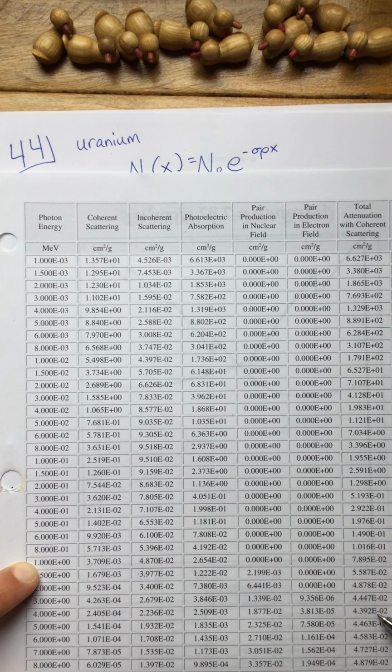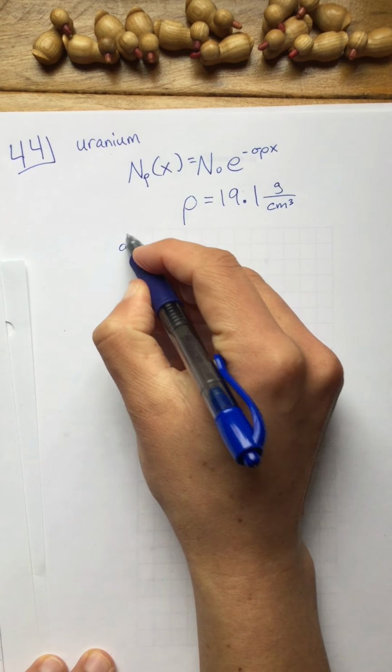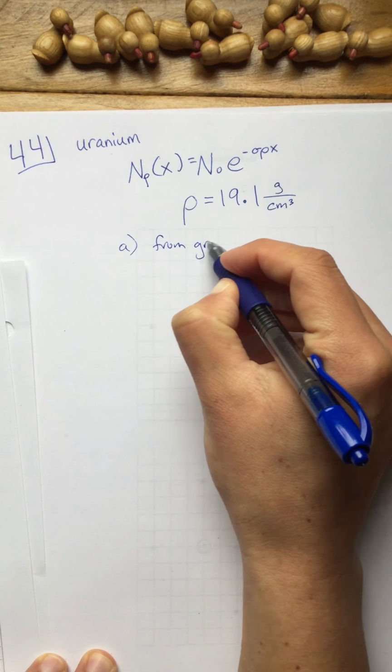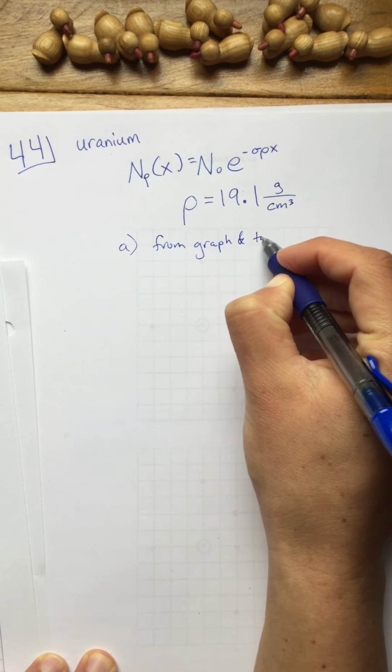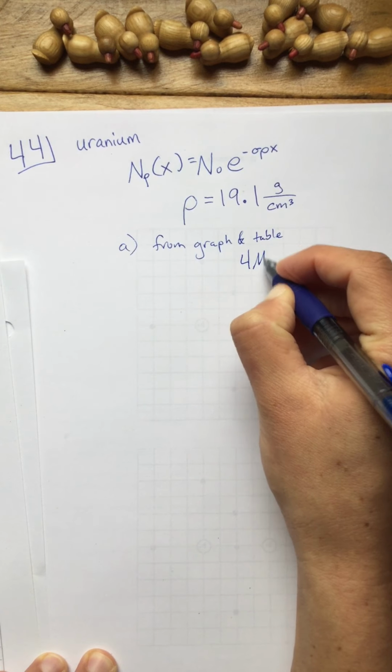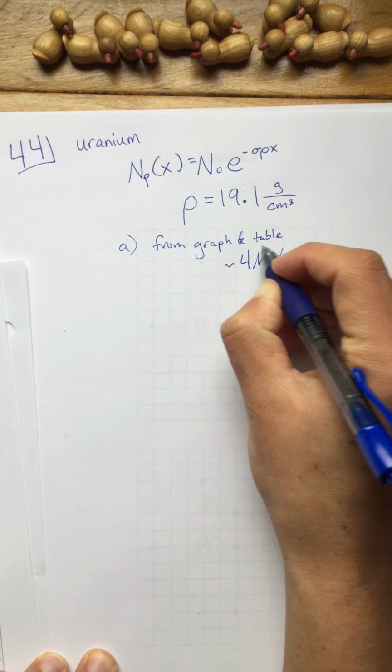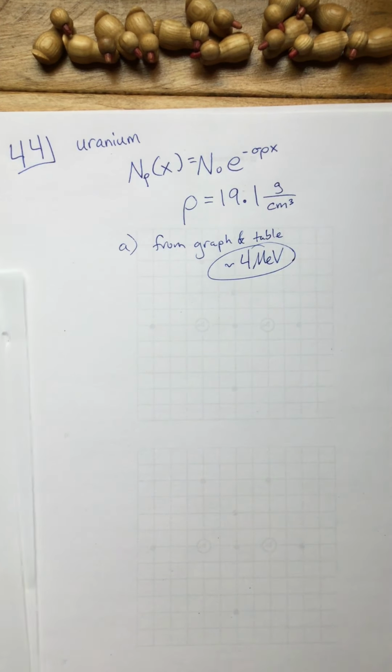So that would be the 4.392 times 10 to the negative 2. Looking in this column of numbers, it's at 4.8, then it goes down to 4.3, and then it goes back up again. This is at 4 mega electron volts. So from looking at the graph and the table, we get about 4 mega electron volts. It isn't exact because we're only going by 1 mega electron volt here. So it's not 3 and it's not 5, but it's about 4.